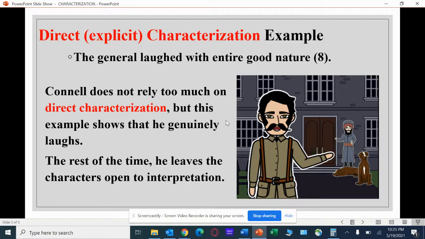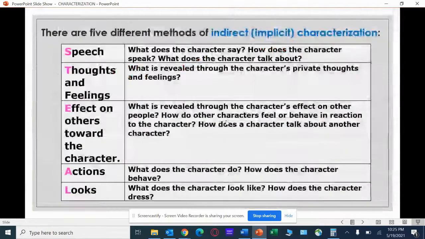So when you look at the rest of the story, most of how he reveals characters is through indirect. But, again, direct is useful in ways, especially with short stories, if you just want to explain a character very quickly. Now, the more complicated form of characterization is the indirect. So there's the STEAL method, which includes speech, thoughts and feelings, effects on others toward characters, actions, and then looks.